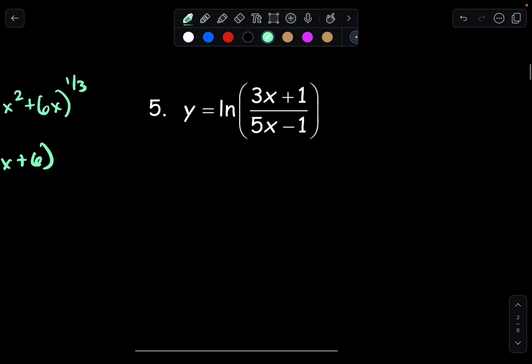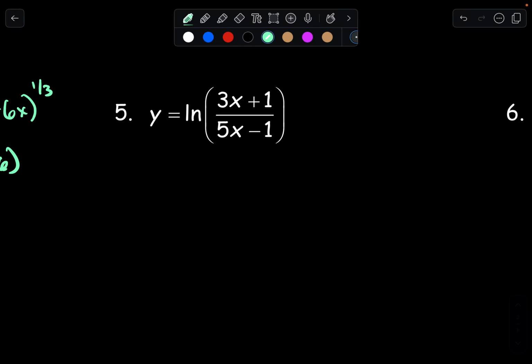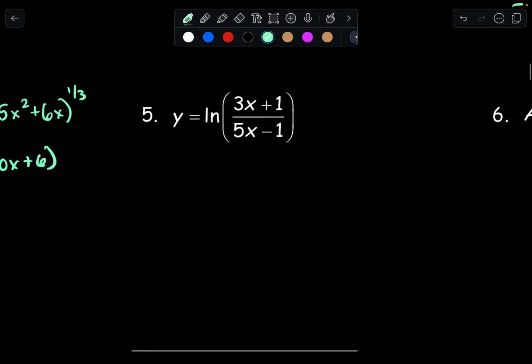All right, number 5, y equals the natural log of 3x plus 1 divided by 5x minus 1. So don't always go straight into differentiation. Get a good rewrite so that you have to do the least work possible, all right? Using calculus is about being efficient. So don't jump into using the quotient rule, especially since you have a rule from Algebra 2 that you can use that can expand this, okay?